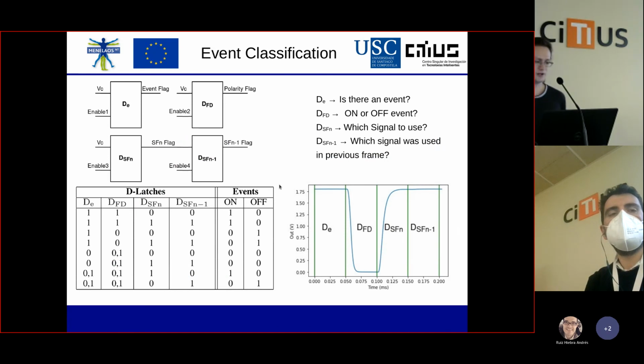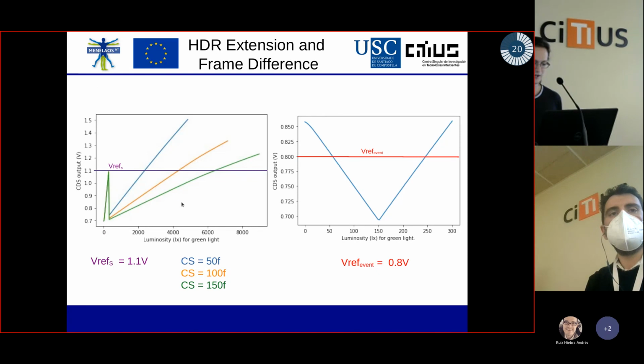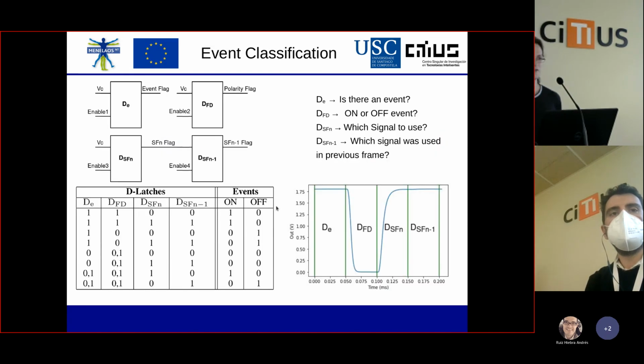So for event classification, because of this nonlinearity, in our case, usually pixels need only two flags for events. But because of this nonlinearity, our pixel requires four flags to classify the events. This is the event flag, which is given by comparing the difference between frames to the event threshold. The polarity flag compares two consecutive frames, and if the first is higher than the next one, then we have an off event and it stores zero. Otherwise, we store one and we have an on event.